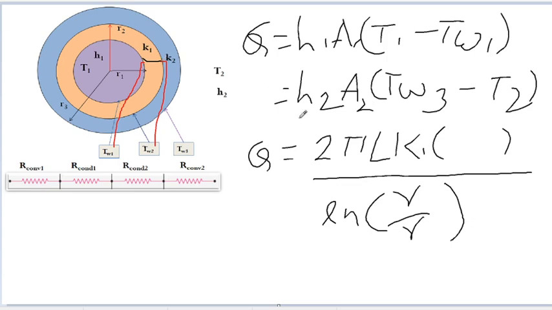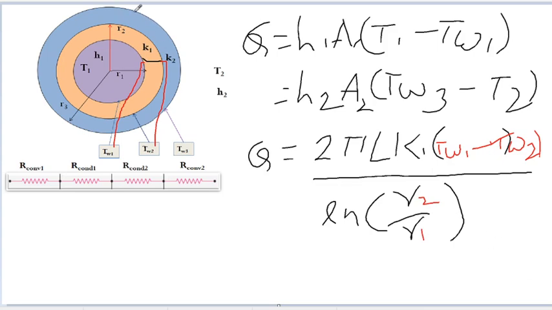Now I am writing this as TW1 minus TW2, because these are the temperatures at the surface. And here the ln of what? The radius at this portion is R2, and the radius here is R1. So this is the case.